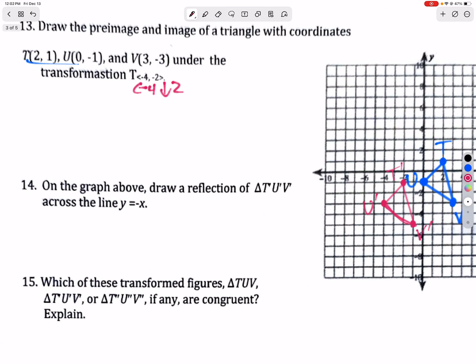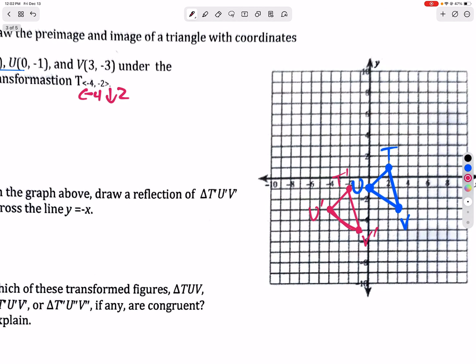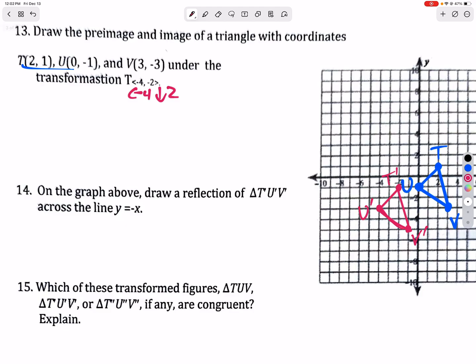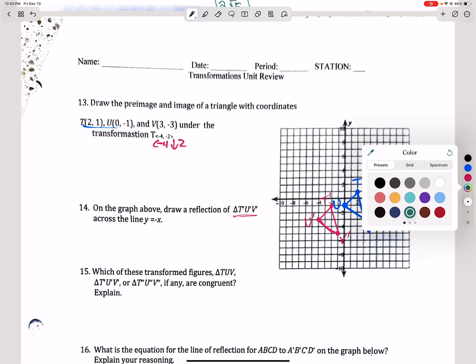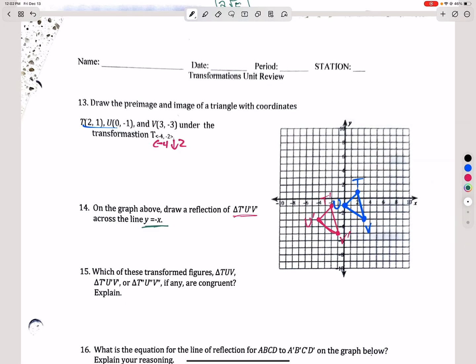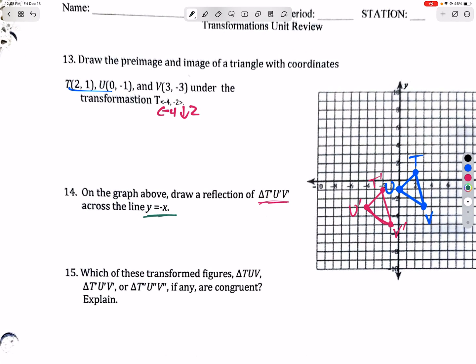All right, so what we're going to do is take the new pink one and draw a reflection of the new one across the line y equals -x. Y equals -x is, when you make the graph, going to be this line like that. Now, the y equals x and y equals -x are the only ones that I really focus on the actual rule for and not looking at a graph.